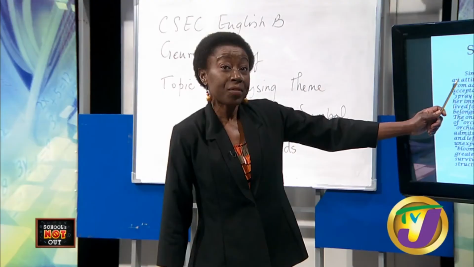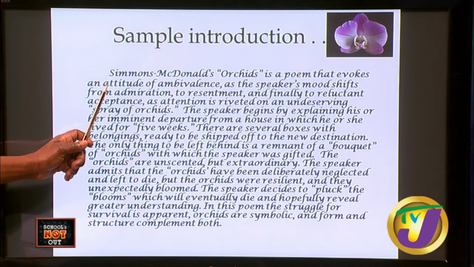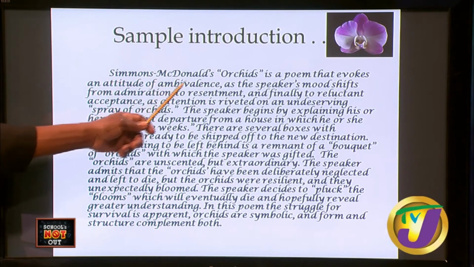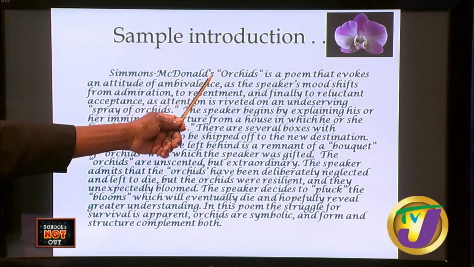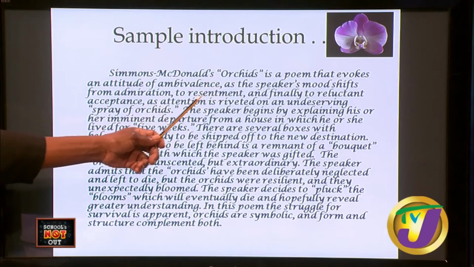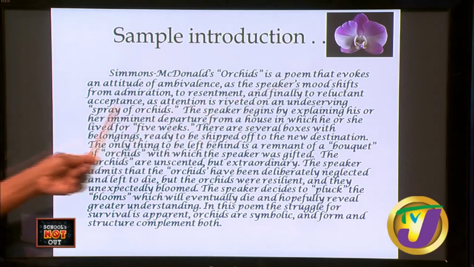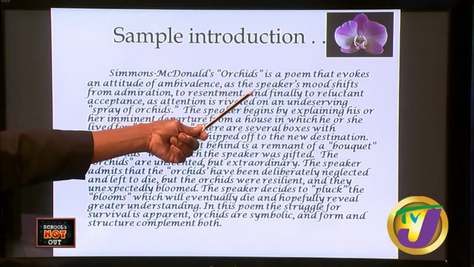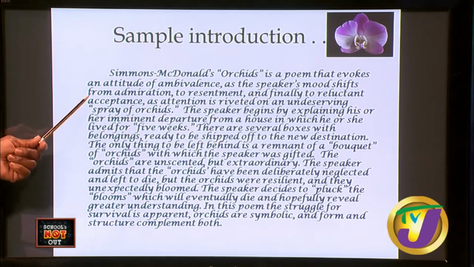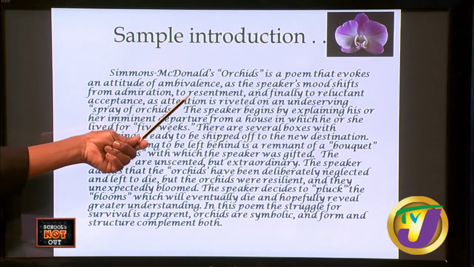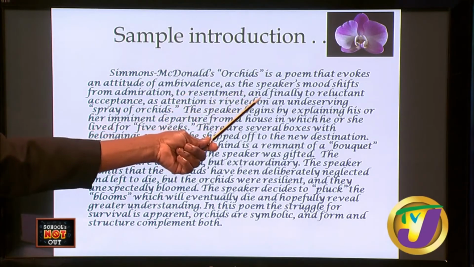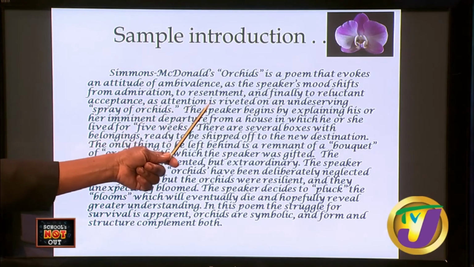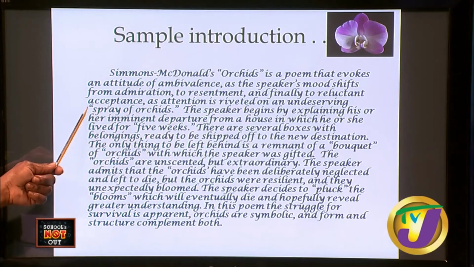The introductory paragraph. Remember the outline I gave you? You are to include something of what you feel about the poem. Simmons MacDonald's "Orchids." Notice that I put it in quotation marks. Is a poem that evokes an attitude of ambivalence, as the speaker's mood shifts from admiration to resentment and finally to reluctant acceptance as attention is riveted on an undeserving spray of orchids.